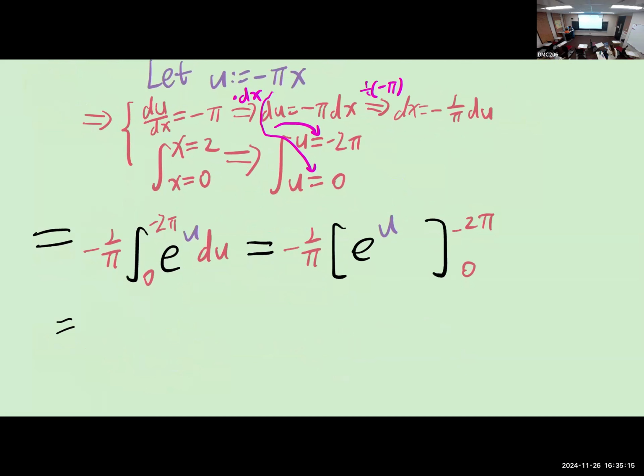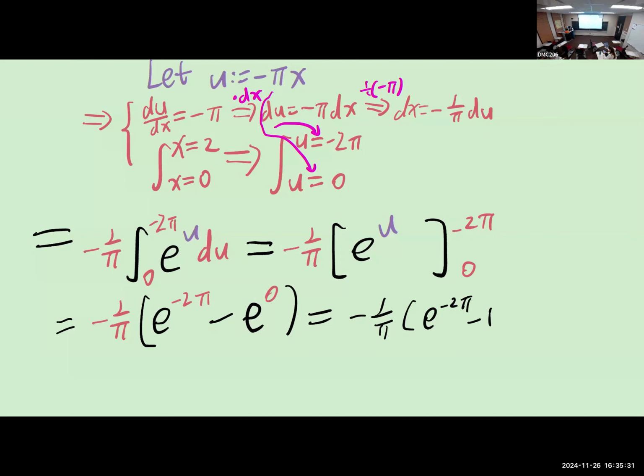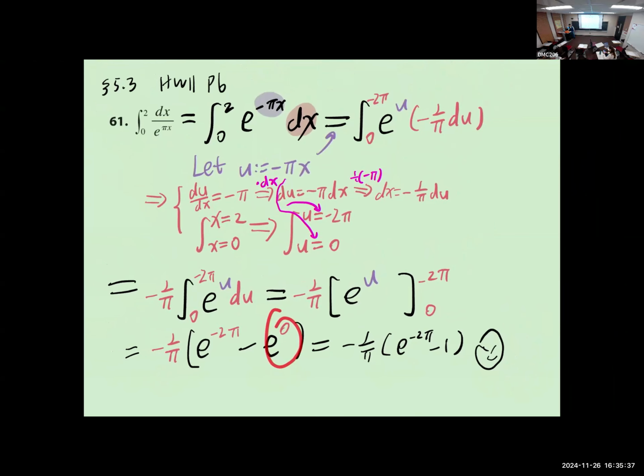Negative 1 over pi times e to the negative 2 pi minus e to the 0. In other words, negative 1 over pi times e to the negative 2 pi minus 1, because e to the 0 is 1. Anything to the power 0 is 1. So yeah, that's it. That's problem 6.